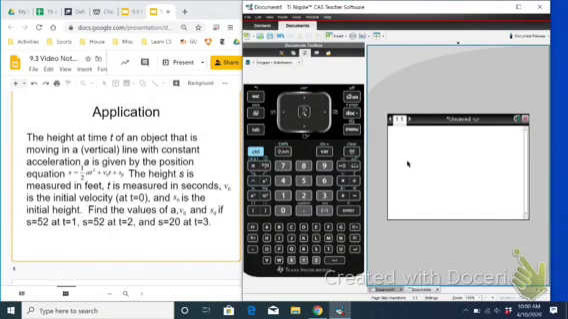Okay, now how to do some of these with the calculator. So we're going to use the position equation. The height of an object at time t moving in a vertical line with a constant acceleration a is given by the position equation s. So s is the height at any time, 1/2 a.